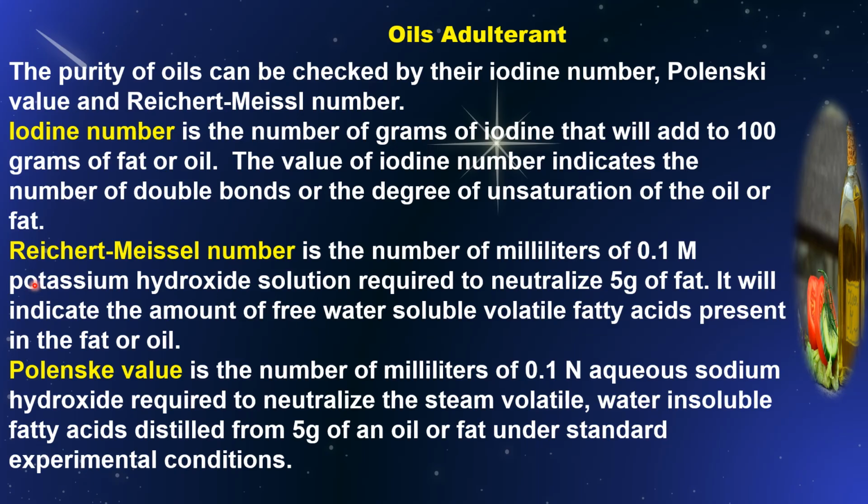So the Reichert-Meissl number will give you the water soluble fatty acid value, and the Polenske value will give you the water insoluble fatty acid value. So these values indicate the amount of fatty acid present, and the iodine number indicates the amount of unsaturation present in the oil.